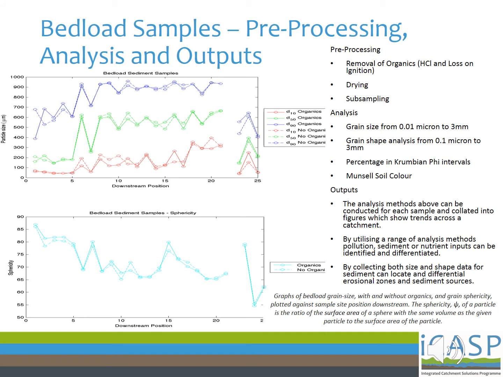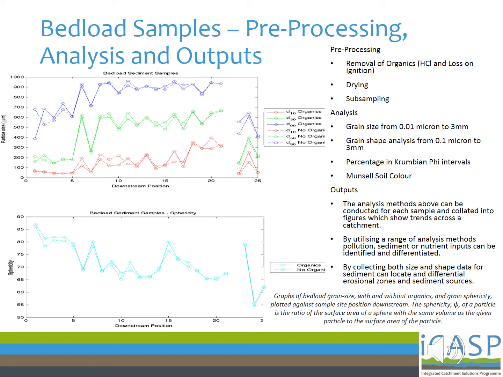For bed load samples, pre-processing also allows for the removal of organics through dissolving with hydrochloric acid or loss on ignition, which burns off the organic fraction in a high temperature oven overnight. We can also dry the samples, which makes it easy to remove agglomerations, subsample and pass through the grain sizes. Finally, we can split the samples into up to 8 identical subsamples. This ensures that you can conduct different analysis techniques against each subsample, and the results can be comparable to give an overview of the river at that sampling point.